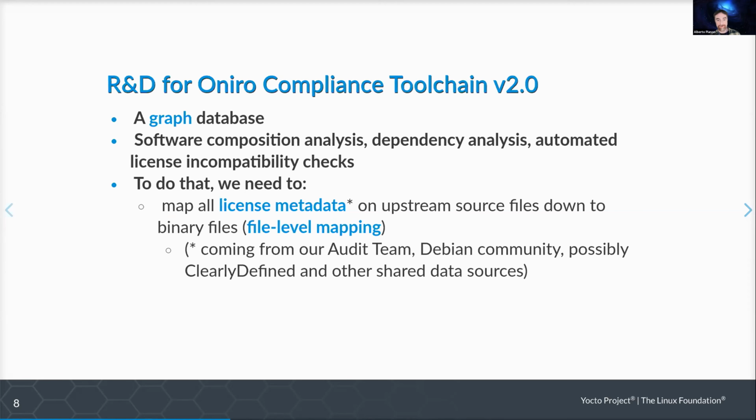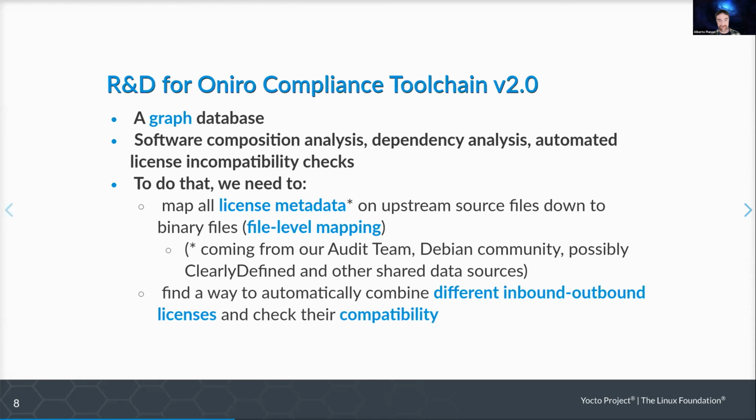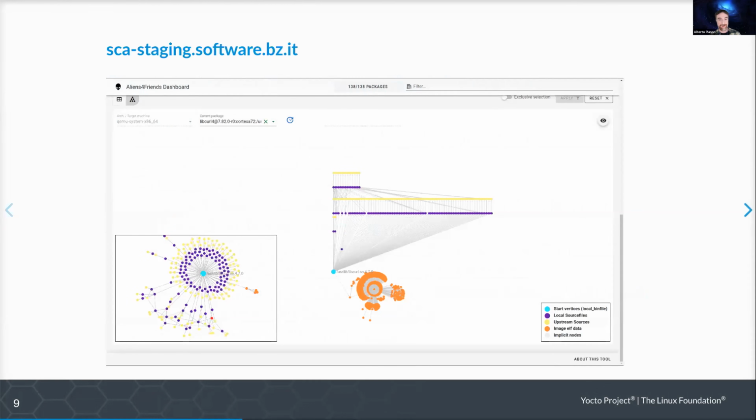So we map all those metadata we have on upstream source packages down to binary files. So we wanted to do a file level mapping of licenses. And this because we want to find a way to automatically combine different inbound and outbound licenses and check their compatibility. We are currently working on a proof of concept that we will show you in a minute.